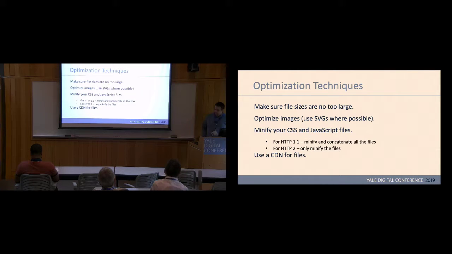And so just a couple more tips for optimization techniques. Make sure the file sizes are not too large. Optimize your images. Use SVGs if possible. If you have a logo that you can convert into an SVG, rather than having it go up and get another image and come back down, you can use an SVG, which is potentially loaded right within the content. And then minify, concat your files, and use a CDN for files where you can.